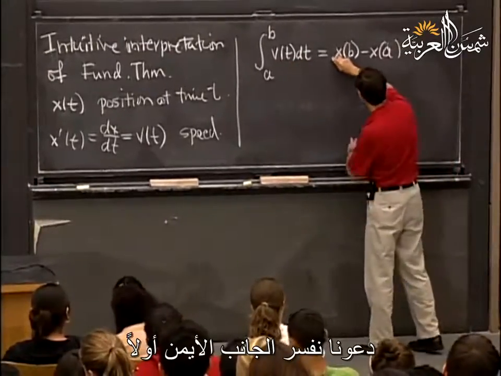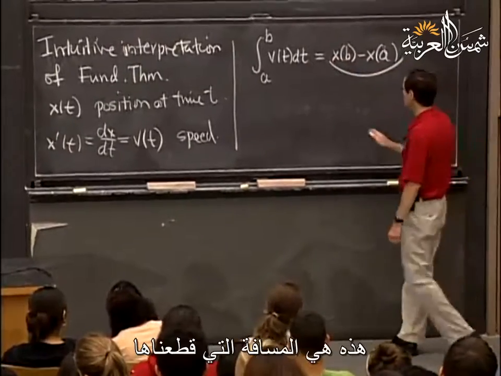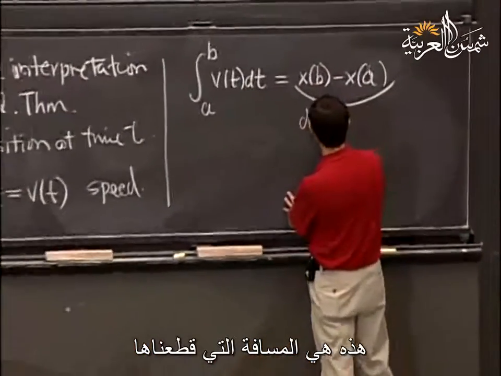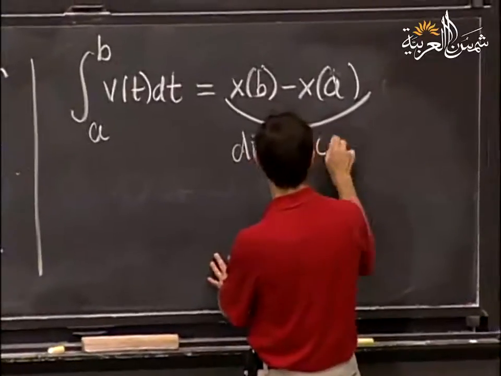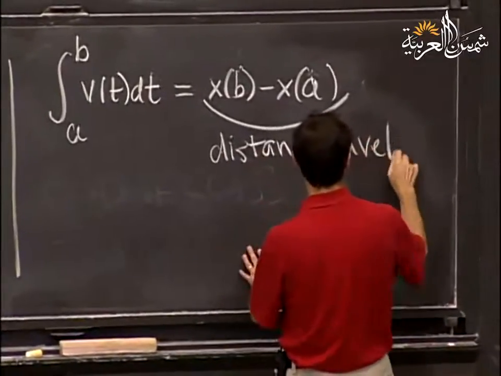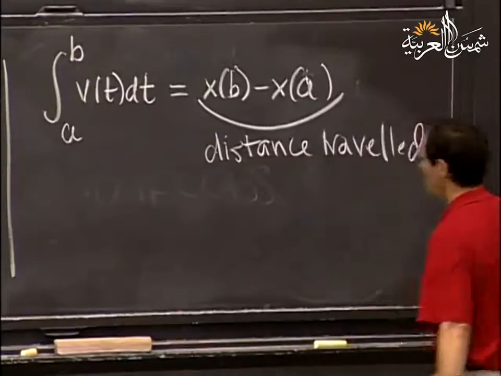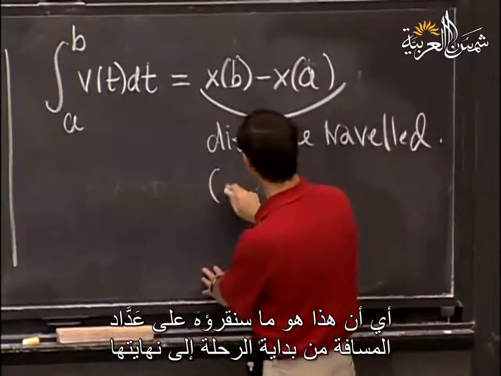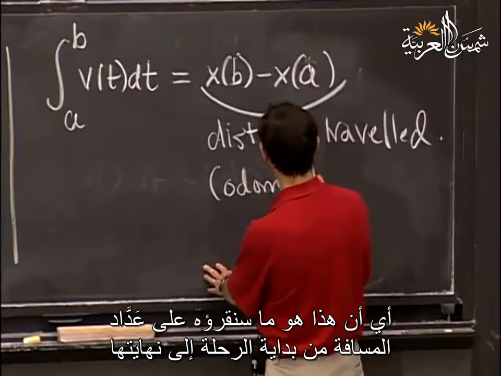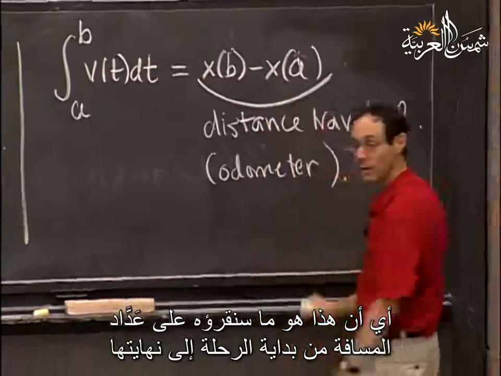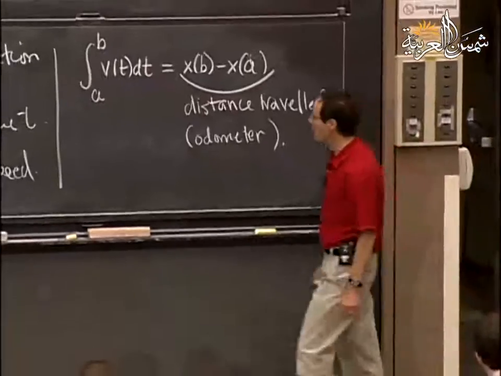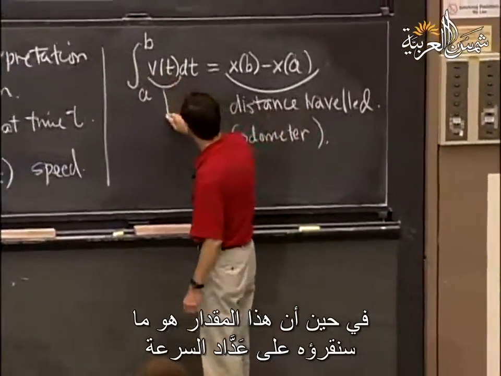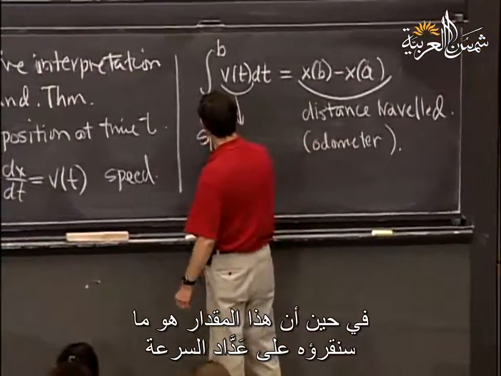So let's interpret the right-hand side first. This is the distance traveled. And it's also what you would read on your odometer, right, from the beginning to the end of the trip. That's what you would read on your odometer. Whereas this is what you would read on your speedometer.